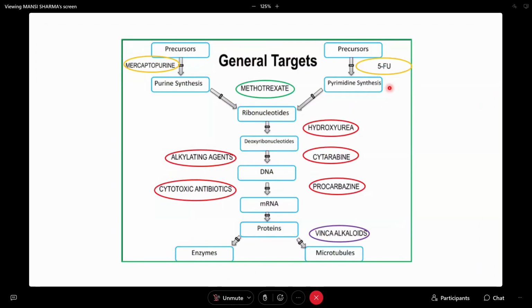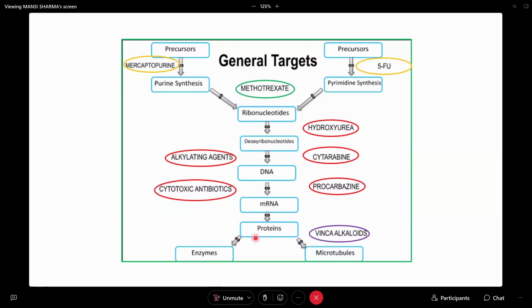So this is the main diagram where I want to show how these drugs act at different parts of the DNA, RNA, protein transcription cycle. So the precursors form either purine or pyrimidine, inhibited by 5-FU and mercaptopurine. Then these form ribonucleotides, and this is inhibited by methotrexate, which further go on to form deoxyribonucleotides, which forms DNA. So hydroxyurea, cytarabine, alkylating agents all work at this level. DNA gets transcribed to mRNA, and this is where cytotoxic antibiotics and procarbazine work.